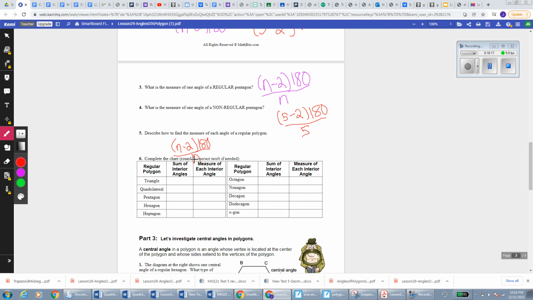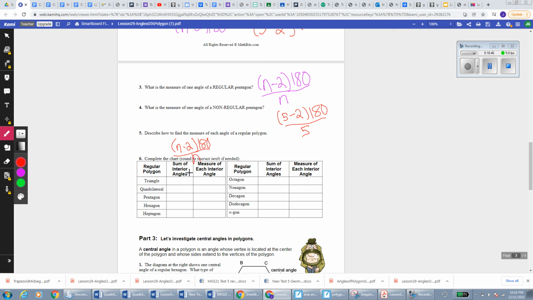So I don't know that just dividing by the number of angles that there are will give me the measurement that I'm looking for unless all the angles are the same. So just keep in mind this formula over here is specifically for regular polygons, but the original formula, n minus 2 times 180, will give you the sum of the angles of any polygon regardless of whether it is regular or not.